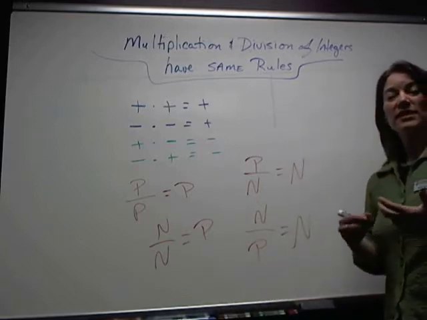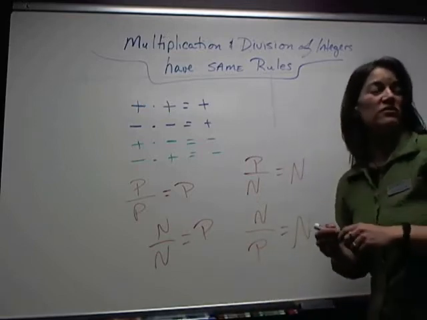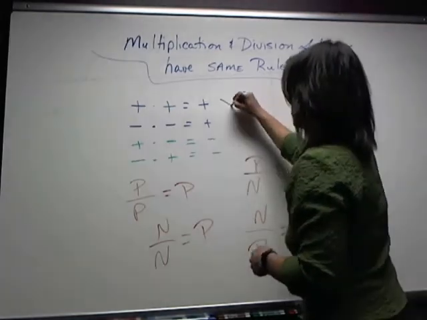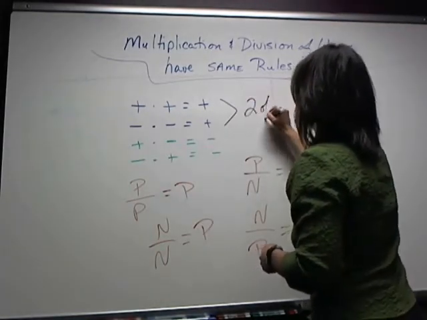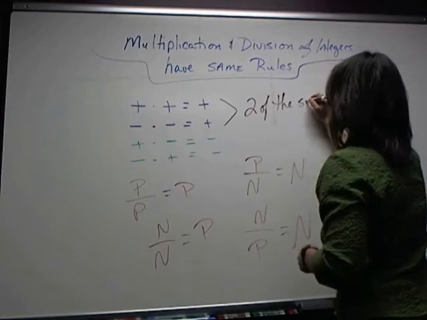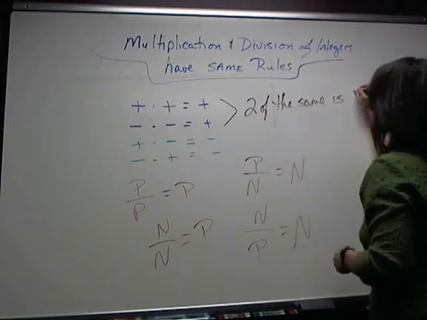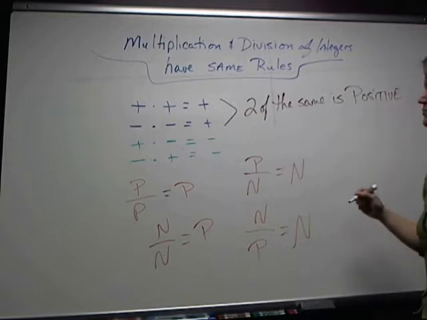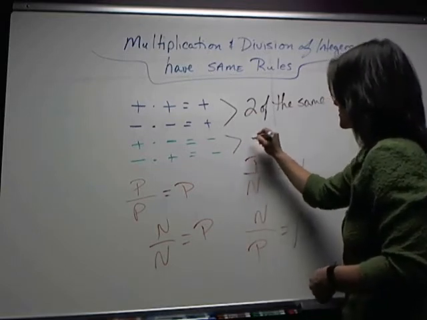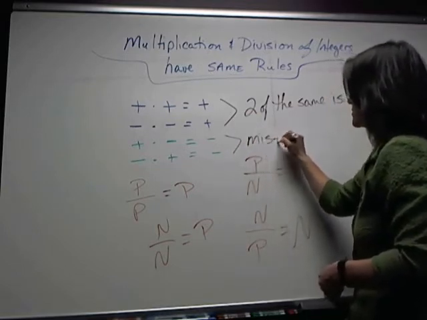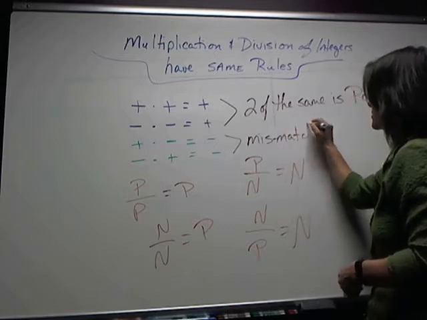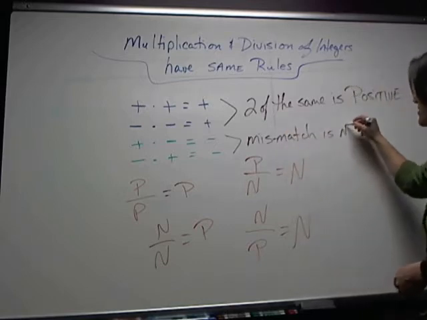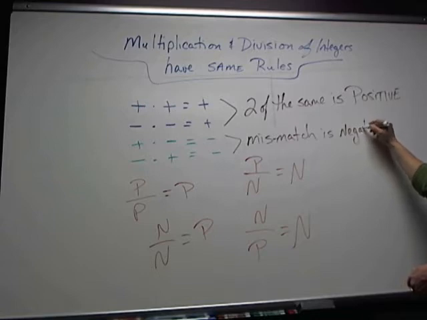So when multiplying and dividing, two of the same sign is a good thing, or positive. A mismatch is a bad thing, so that gives us a negative.